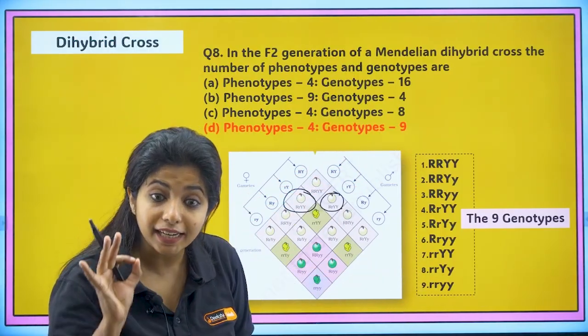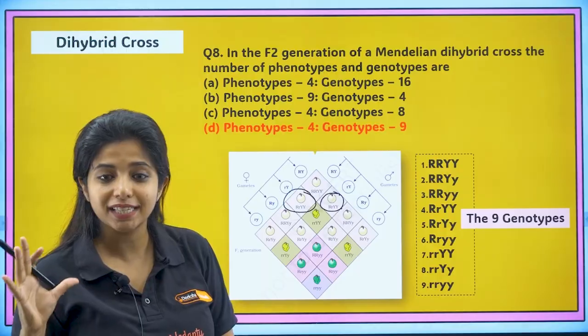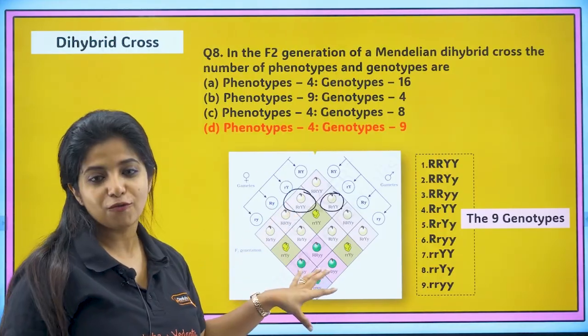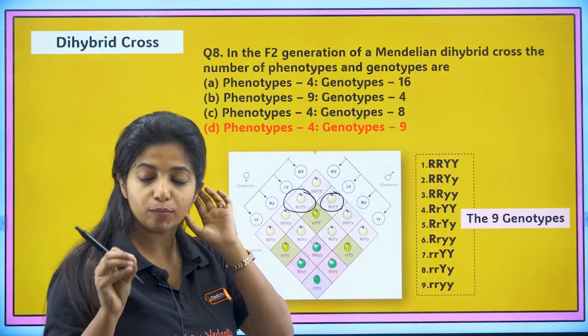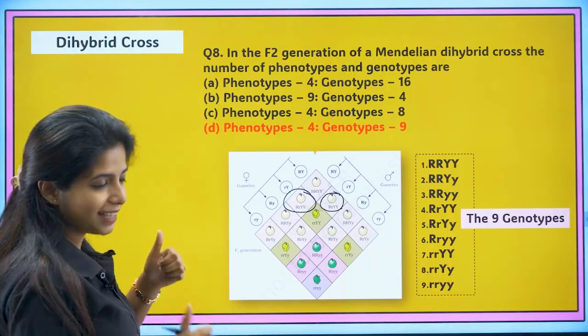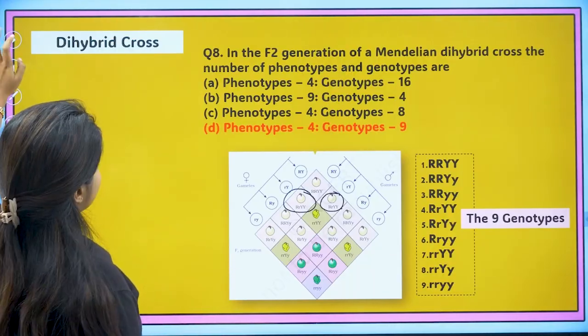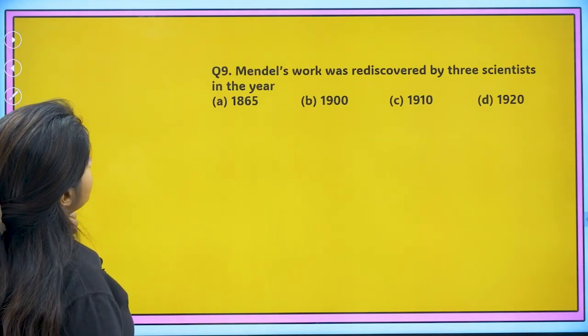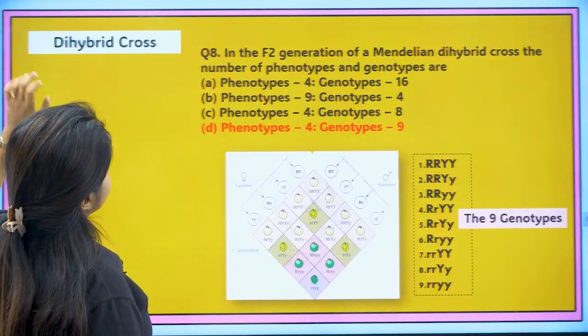You have to remember 9 genotypes. Do not go and write 16. 16 plants are being formed. That is there. But unique, if you're talking about unique genotypes, 9 of them. It is repeated again and again. Okay. I hope you won't get this wrong. And now going ahead.